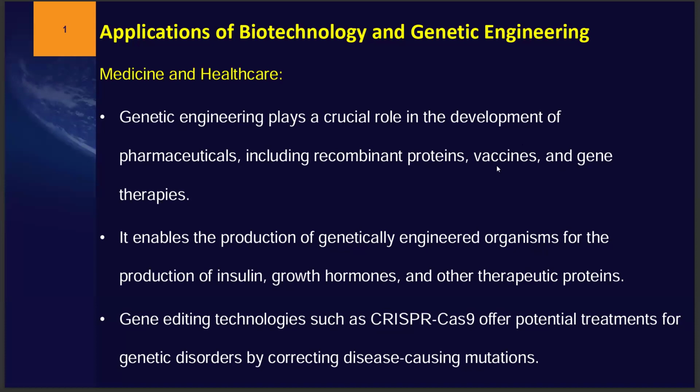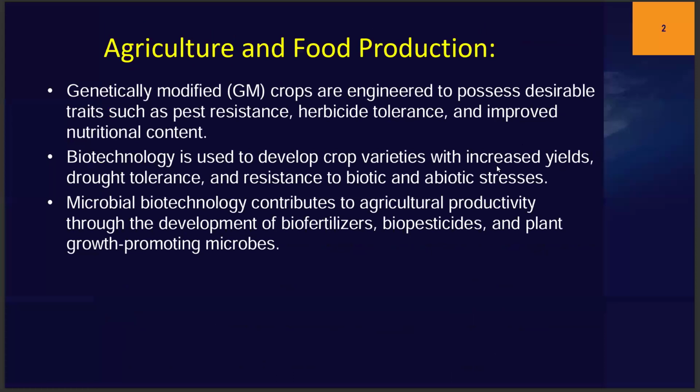Let's look at applications in other areas. Agriculture. In agriculture, which is one of the key areas that I normally am passionate about, some research that I'm conducting in agriculture is that when you look at genetically modified crops, these are crops that are engineered to possess desirable traits, such as being pest resistant, herbicide tolerant, and having improved nutritional content.